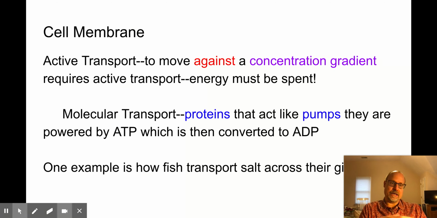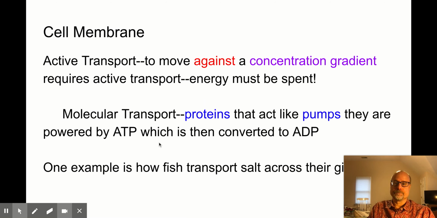It isn't covered in scales. It isn't waterproof. So there would be a possibility there of the salt leaving the inner tissues of the fish and heading out into the water. And the way it would tend to move for passive transport is from the high concentration of salt in the fish to the low concentration of salt in the water. So the cells on the fish's gills have to practice active transport to keep pulling that salt back into the cell instead of just allowing it to leave.